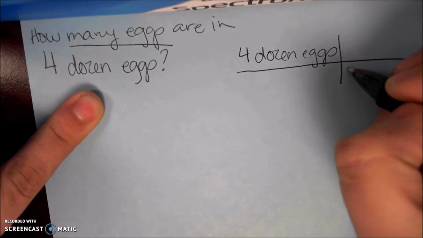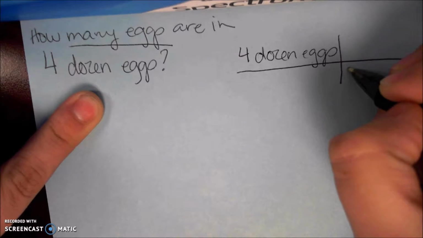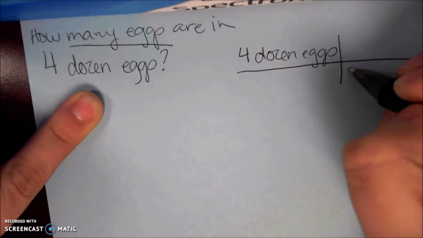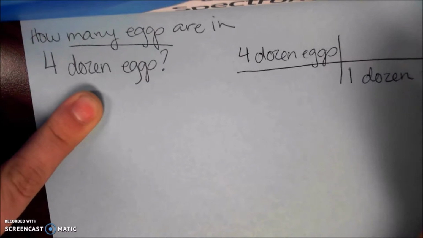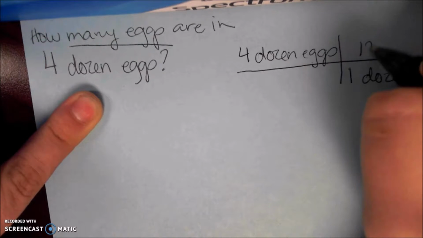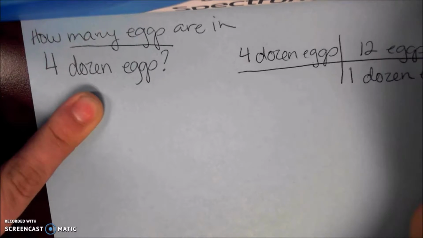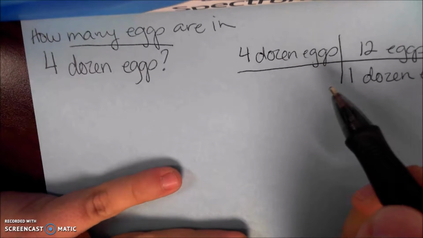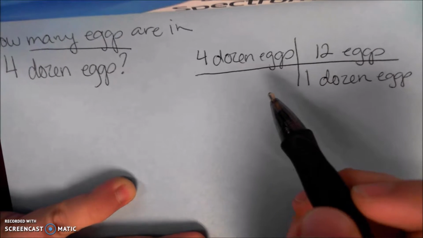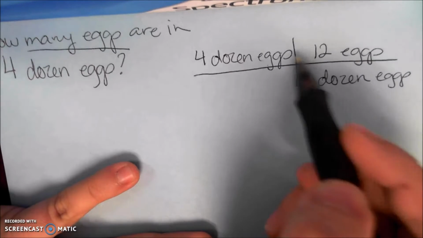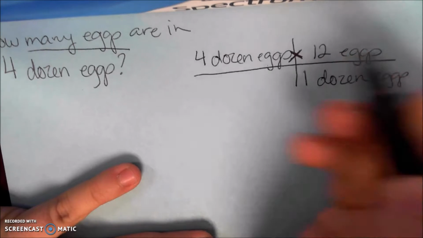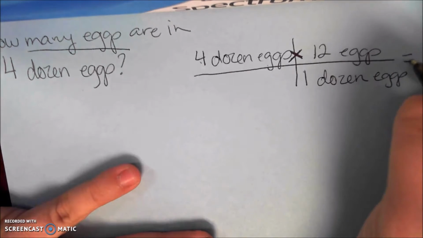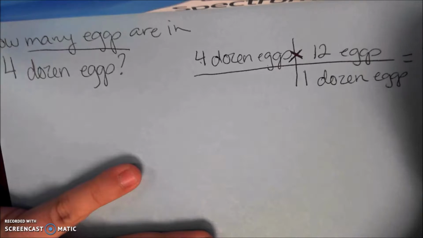Okay, and we would say we know that for every 1 dozen eggs, we have 12 eggs. Because it's next to each other on this dimensional analysis track, it's going to be multiplied. So this is going to be 4 times 12, which would give us our 48 eggs.